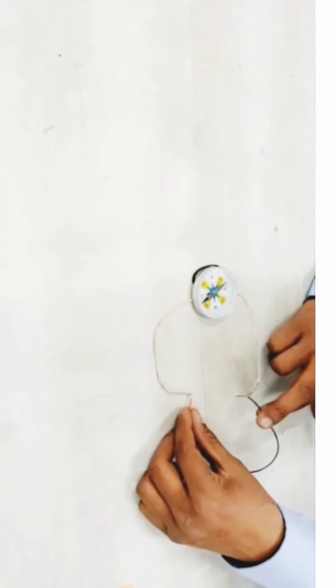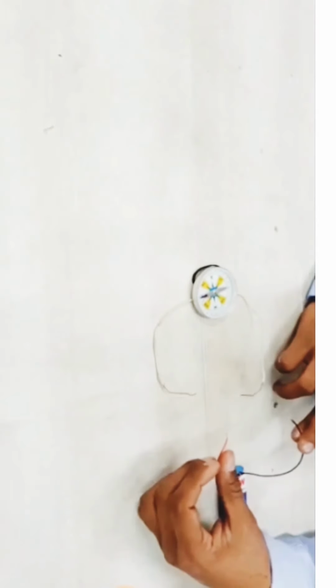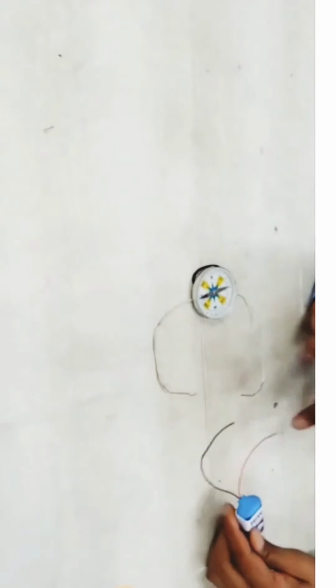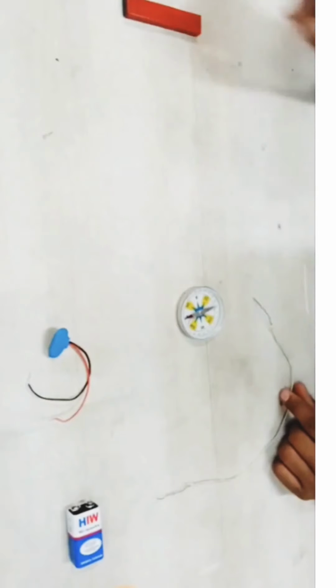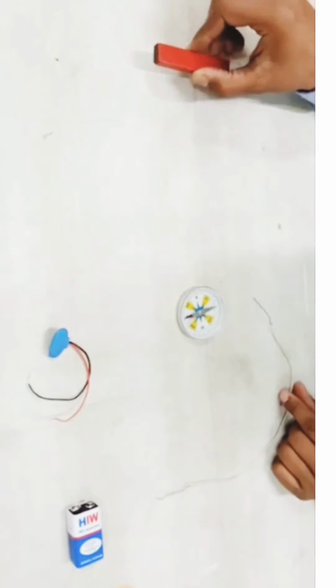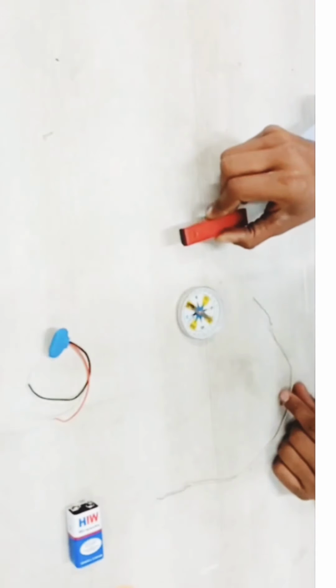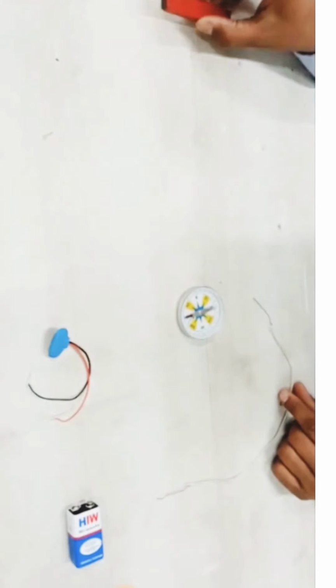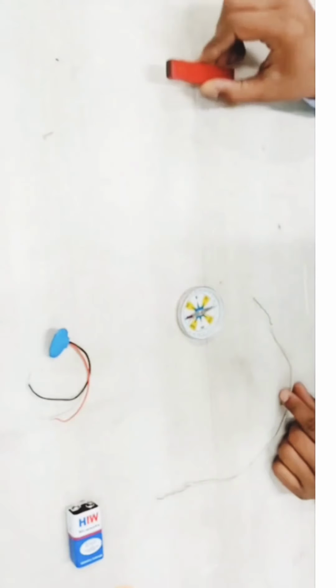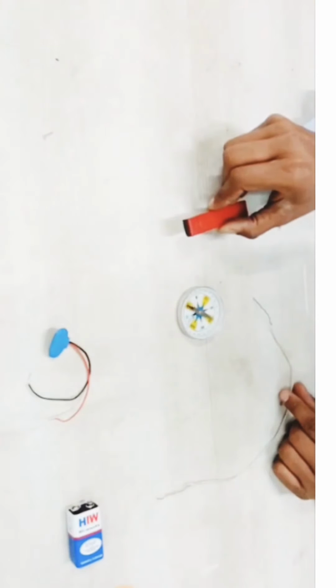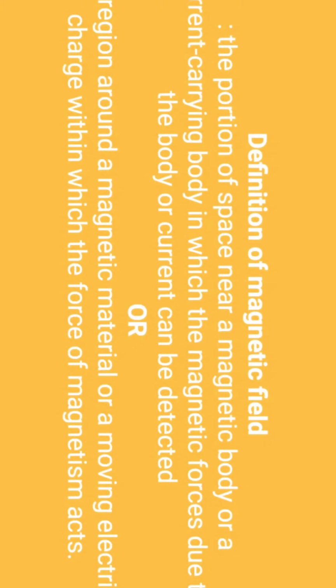The area in and around the conductor where the needle undergoes deflection, and the same thing happens even around the magnet, that area of current or magnetic influence is called magnetic field. That is, magnetic field is defined as the area around the magnet or conductor carrying current in which the magnetic force of attraction can be felt. That area is called magnetic field.